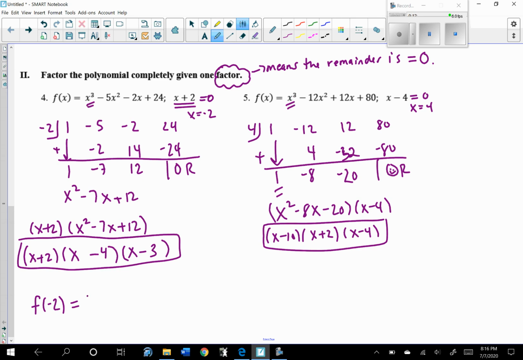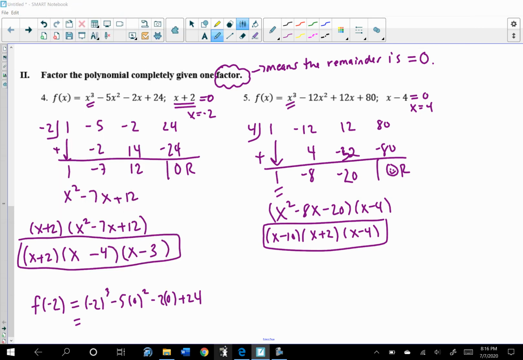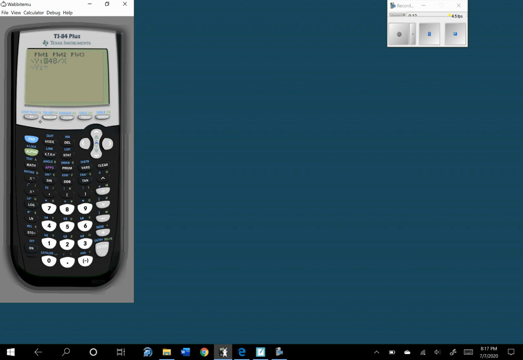So if I plug in negative 2 for all my x's and get 0 out, then you know it's a factor. So that's something that you could do if you wanted just to double check your work. Just to show you, if I plug that into my calculator, go to my y equals, you can plug it into your y equals, or you could plug it in just to the actual equation. It doesn't really matter. So let's actually go to the home screen.